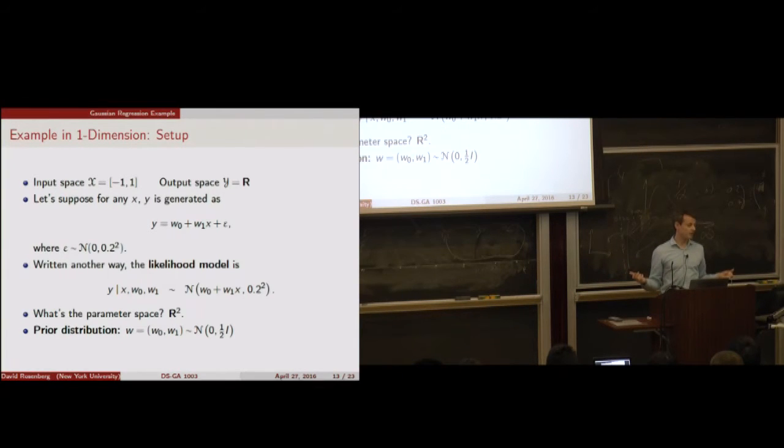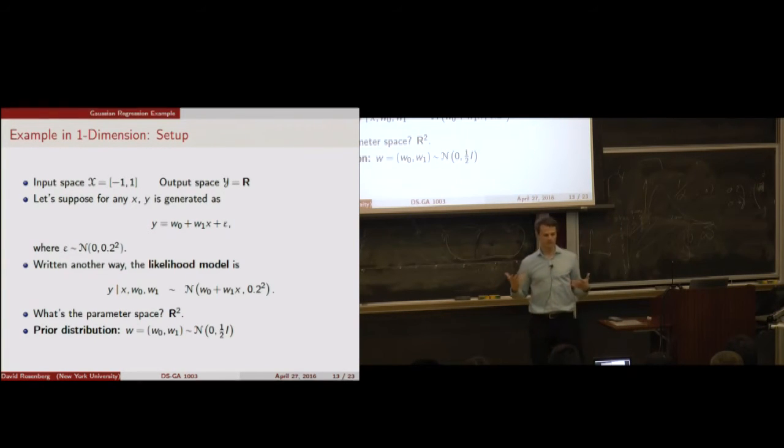I think it would be very unlikely that the optimal W0 and W1 are like 100, right? So the variance sets the scale of what I expect W to be like. That's a good question.